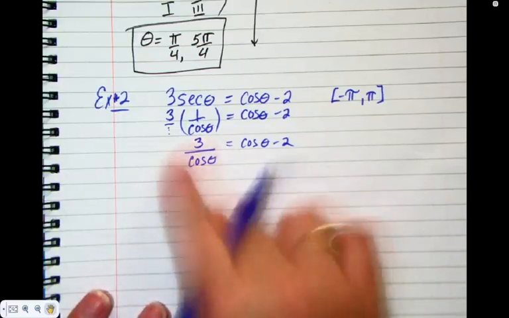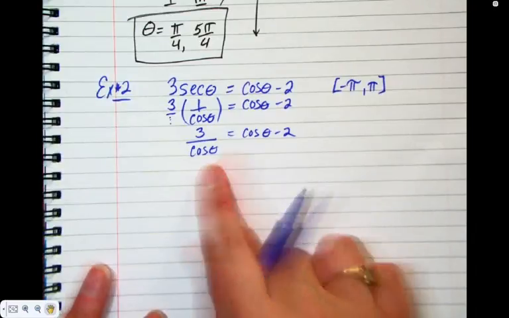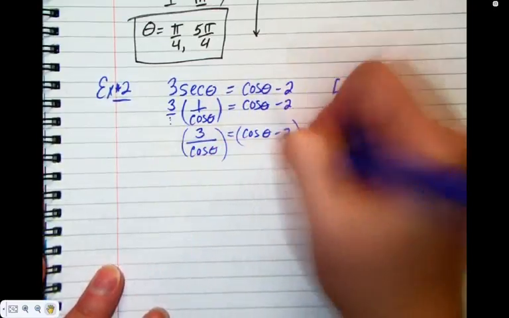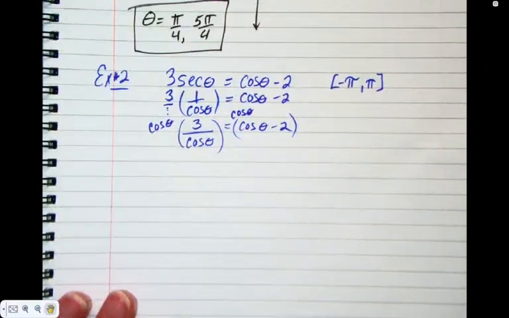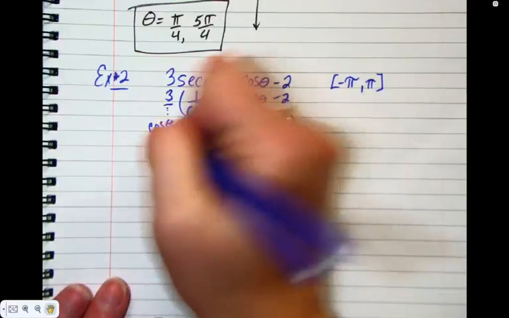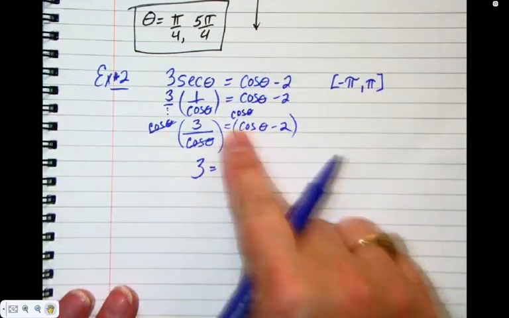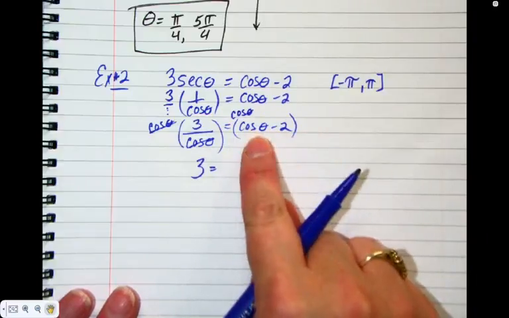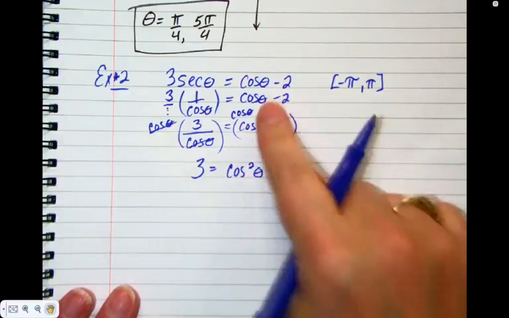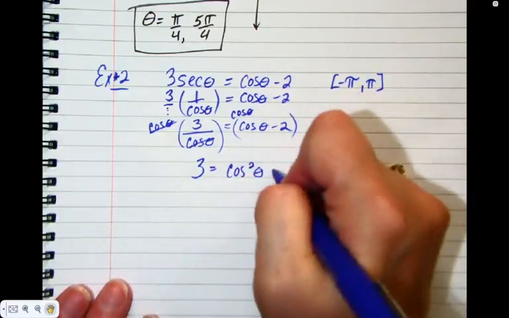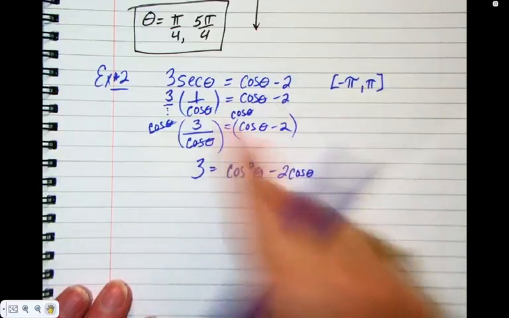Okay, I don't like this cos on the bottom here, so I want to get rid of it first. What's the opposite of dividing something by cos? Multiplying. So I'm going to multiply both sides by cos. So on the left they cancel, because that's what I wanted to have happen. That's why I did it. And here I just need to multiply a cos times a cos, cos squared. And a cos times a minus 2, minus 2 cos.